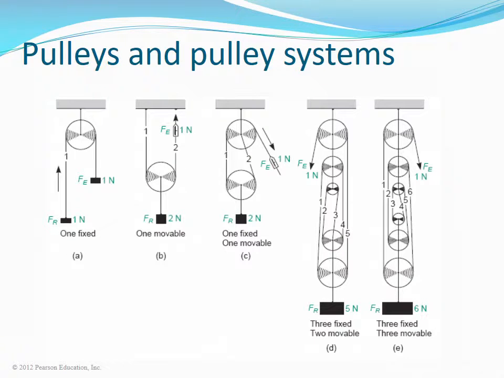A pulley is a grooved wheel that turns readily on an axle and is supported in a frame. It can be fastened to a fixed object or to the resistance that is to be moved. A fixed pulley is a pulley fastened to a fixed object such as in A. A movable pulley is fastened to the object to be moved, such as in B. A pulley system consists of combinations of fixed and movable pulleys as seen in C, D, and E.